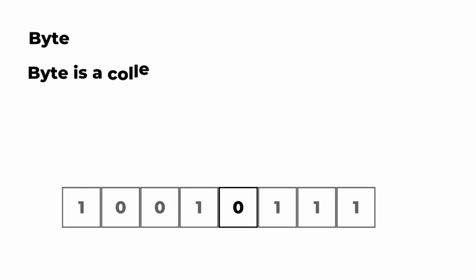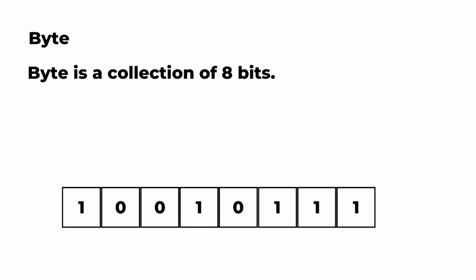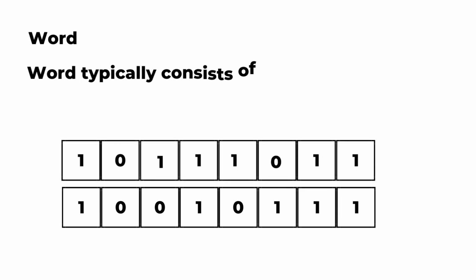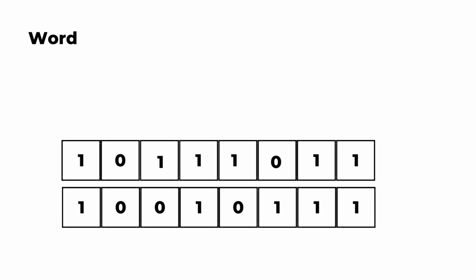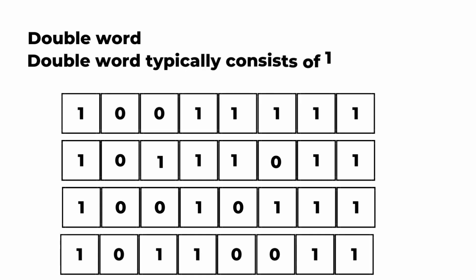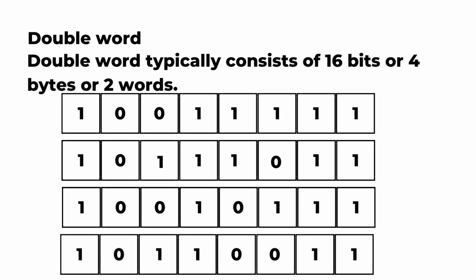Byte. Byte is a collection of 8 bits. Word. Word typically consists of 16 bits or 2 bytes. Double word. Double word typically consists of 16 bits or 4 bytes or 2 words.